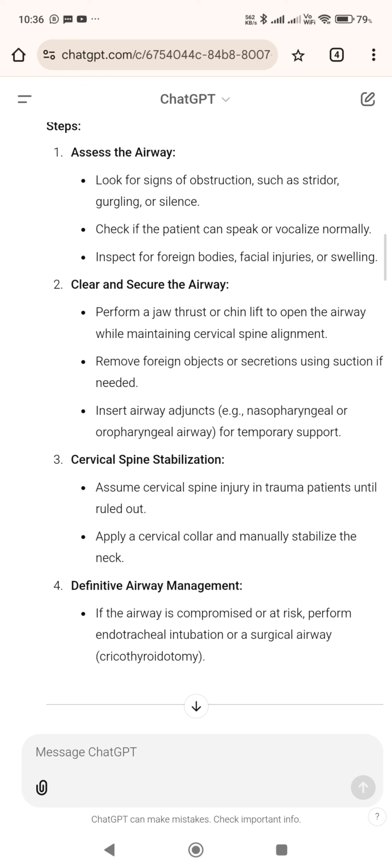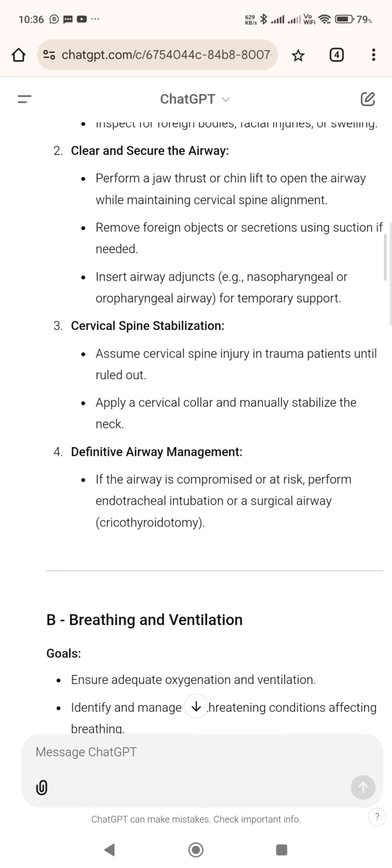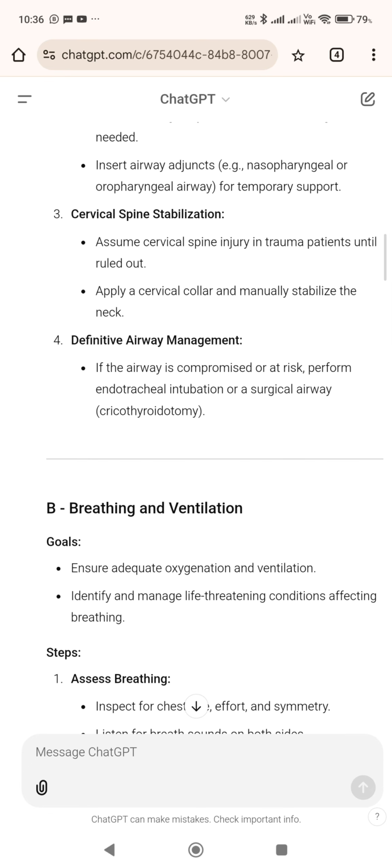3. Cervical spine stabilization. Assume cervical spine injury in trauma patients until ruled out. Apply a cervical collar and manually stabilize the neck. 4. Definitive airway management. If the airway is compromised or at risk, perform endotracheal intubation or a surgical airway, cricothyroidotomy.